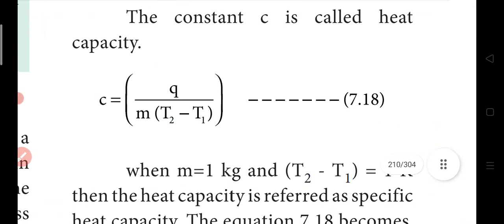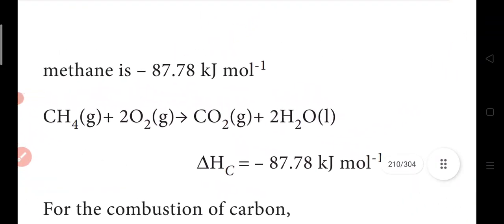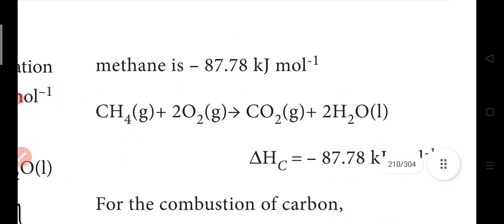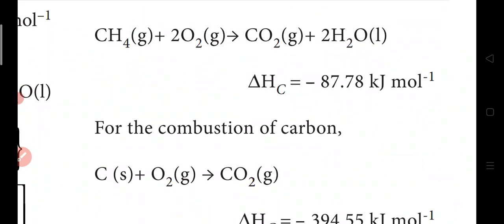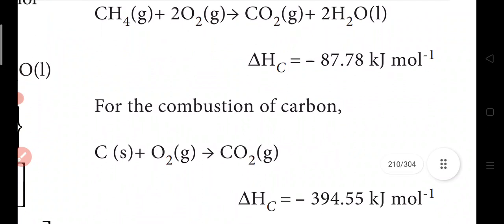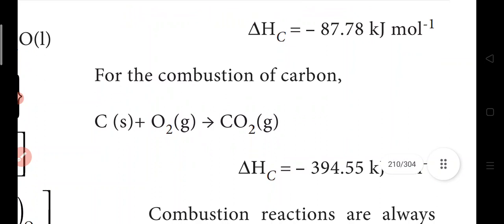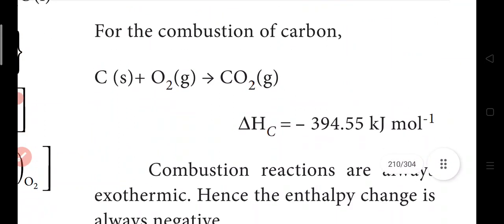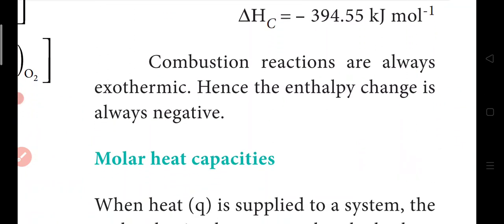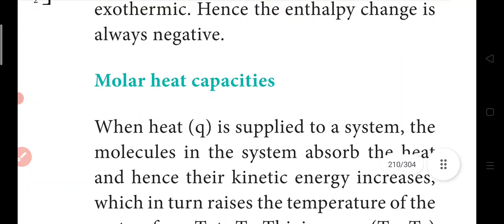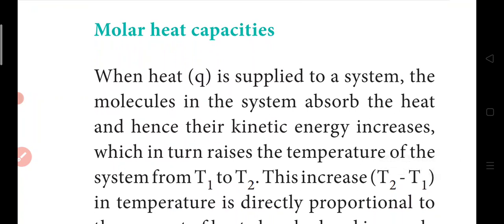For example, the heat of combustion of methane is minus 87.78 kilojoules per mole. So methane reacts with oxygen to give carbon dioxide and water. For this the heat of combustion is minus 87.78, that is the reaction value given, the heat of combustion value. For the combustion of carbon it is minus 394.55 kilojoules per mole. So combustion reactions are always exothermic. You are getting a negative sign value, which means they are always exothermic, hence the enthalpy change is always negative.